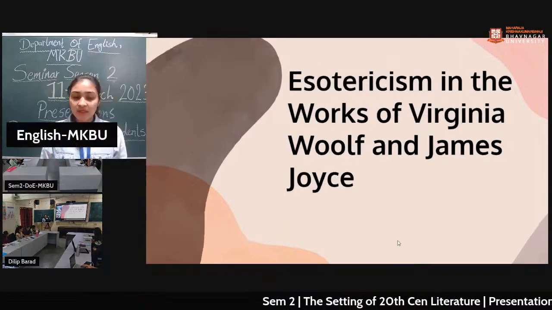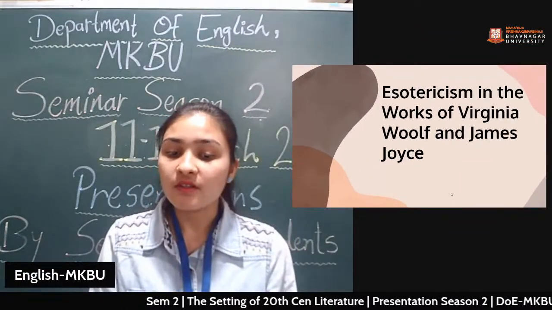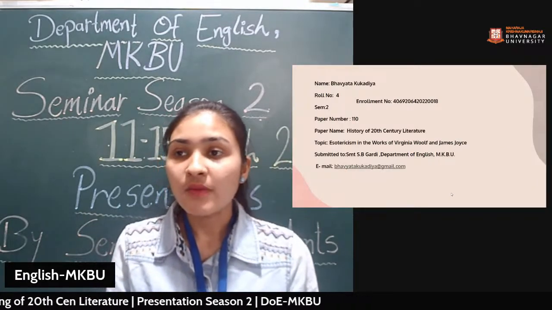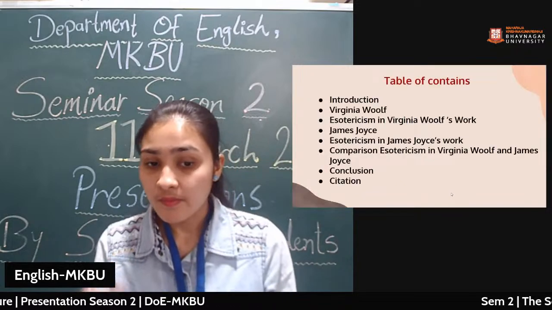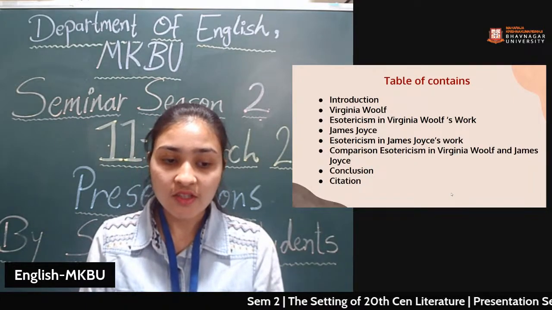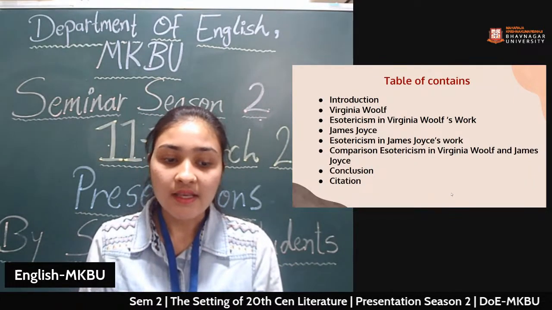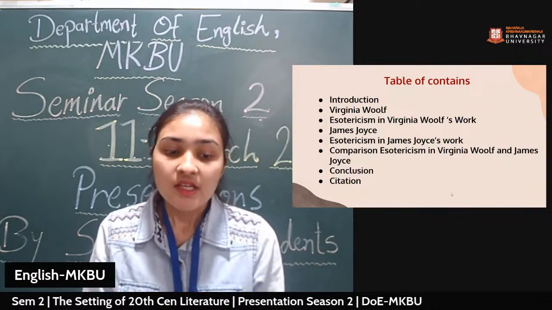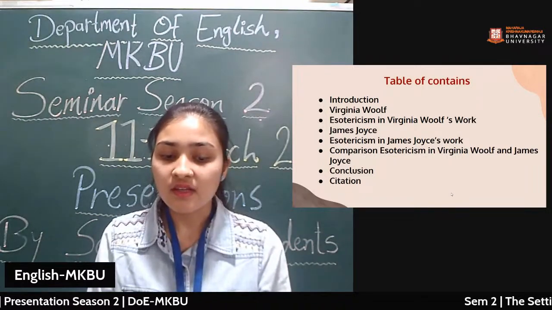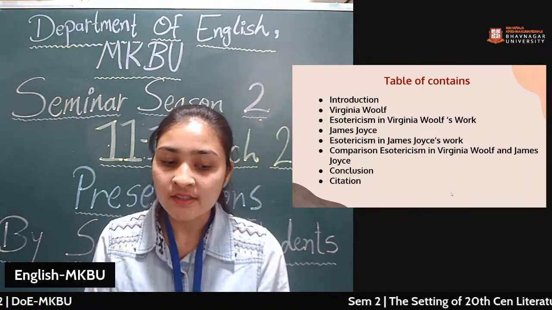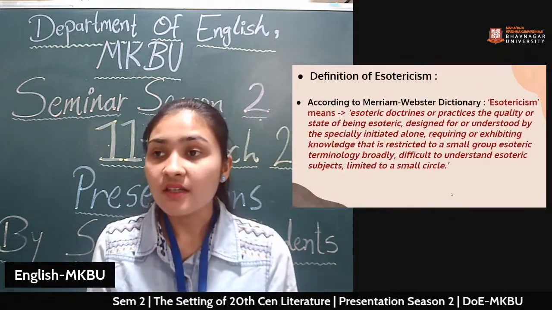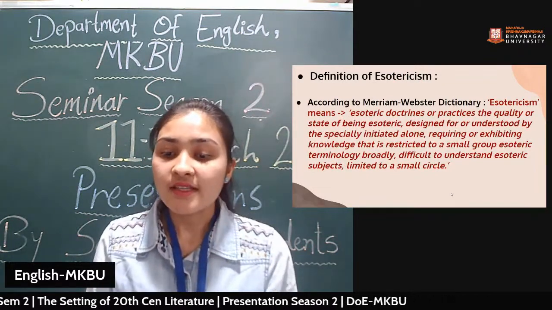My presentation topic is Esotericism in the works of Virginia Woolf and James Joyce. My personal information, table of contents: Introduction, Virginia Woolf, Esotericism in Virginia Woolf's work, James Joyce and his works of esotericism, comparison of esotericism in Virginia Woolf and James Joyce, conclusion, and citation. Here is a definition of esotericism.